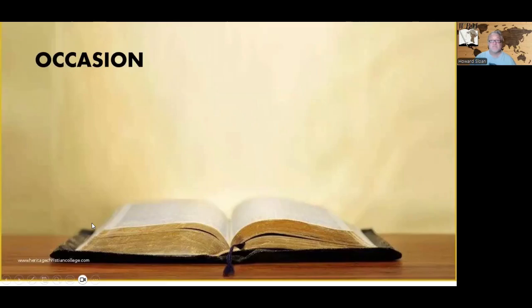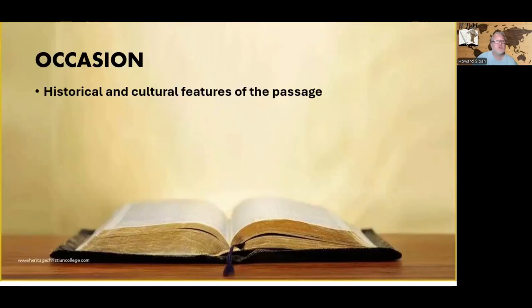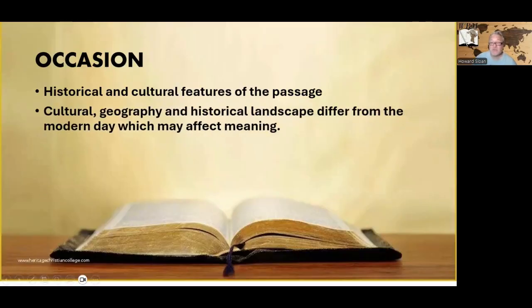Occasion. Occasion means looking at the historical and cultural features of the book. The exegete should notice places where the cultural geography and historical landscape are different from the modern day. The historical, geographic, and cultural features may directly affect meaning and will certainly affect interpretation.